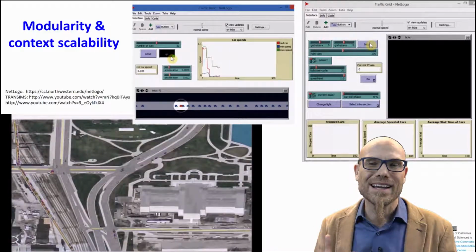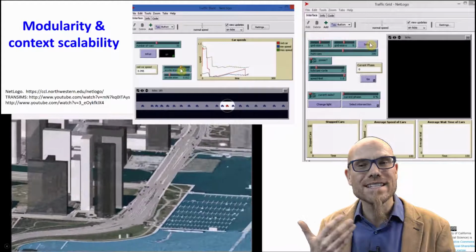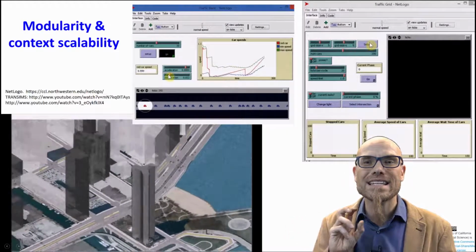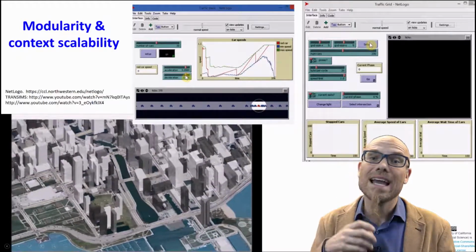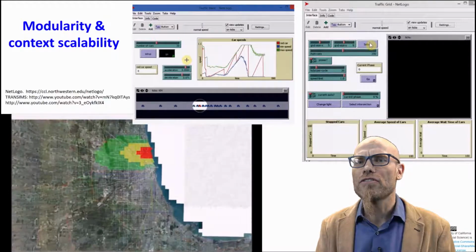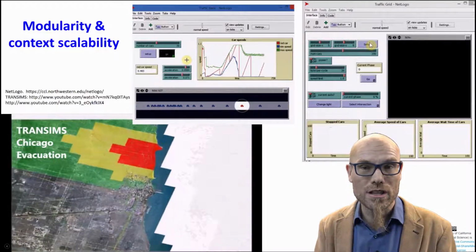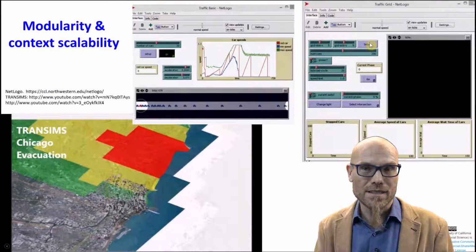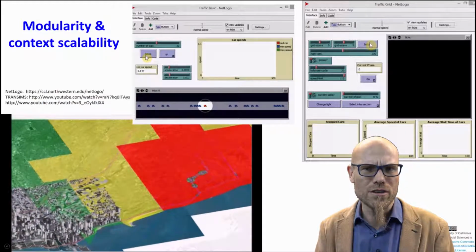So that's why I call modularity a big benefit for context scalability. You can adapt it to the local context quite quickly and actually satisfy the local needs. And that's a big advantage of agent-based models, of computer simulation, and of computational approaches in general, instead of working with these broad-brushed aggregates, factors, and variables.